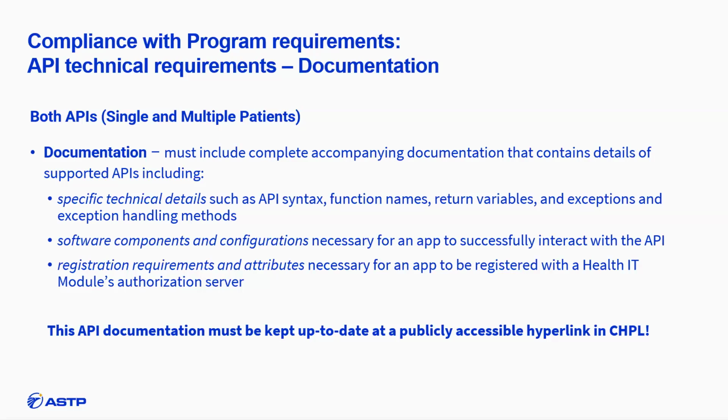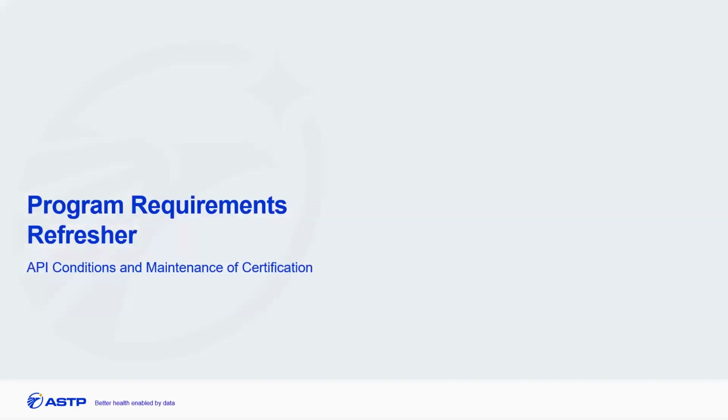And again, reiterating this point around app registration, including the registration process in the API documentation is important to inform API users how to register their application with the certified API technology. Also noting again that this API documentation must be kept up to date, and a publicly accessible hyperlink to this documentation made available in the Certified Health IT Product List, also referred to as CHPL. That concludes our brief review of G10 criterion requirements. I'll pass it over to Johnny on the next slide for API condition and maintenance of certification requirements.